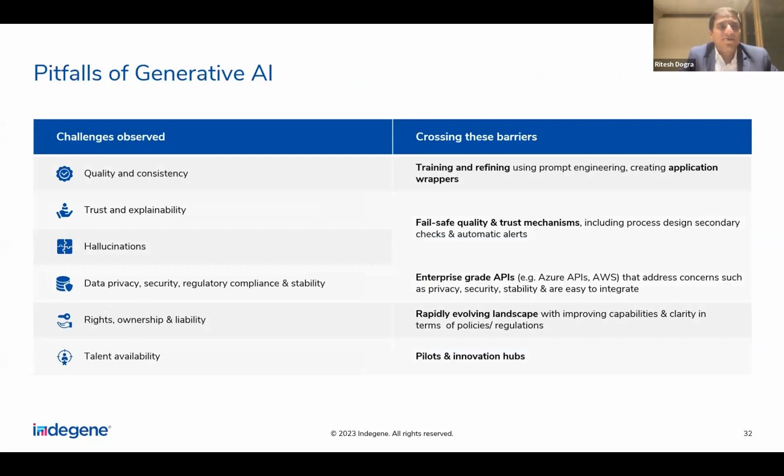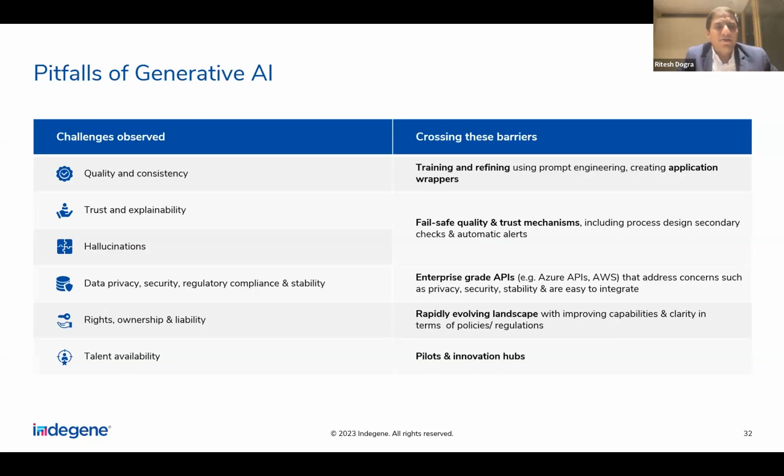With all promises come pitfalls, and ironically, I'm the one who is very gung-ho about it, and I'm the one who has been asked to speak about the pitfalls. But yeah, on quality and consistency, I think prompt engineering and creating application wrappers is fairly important. On trust and explainability, we have been pushed by our SMEs to work around this, and a flavor of it you would have seen in some of today's demos. There have to be fail-safe quality and trust mechanisms, which have to be inherently built with technology and beyond technology itself, like you saw in the search and summarization demo.